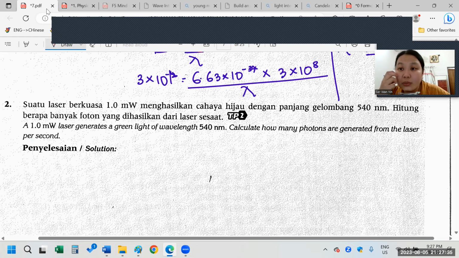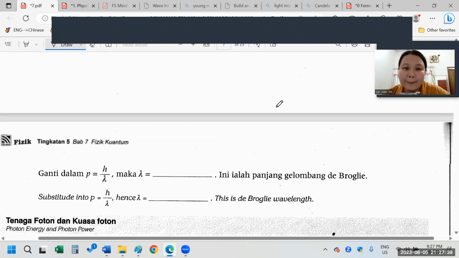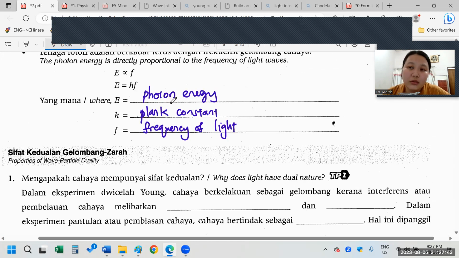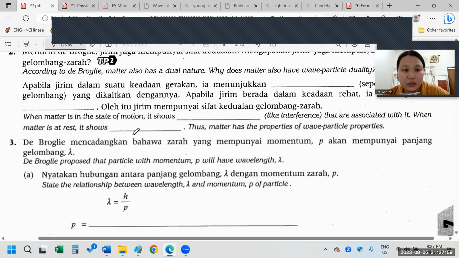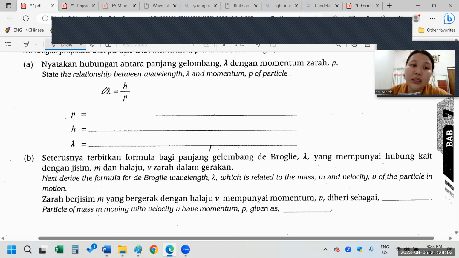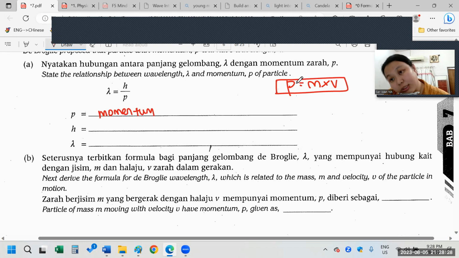This one we continue next week. This is called photon energy, but because light has wave-particle duality, it can be a wave and it can be particles. When it is particles, we can count like this: lambda equals h over p. What is p? P is the momentum of particles. Remember last year? P equals mass times velocity. Since light could be a particle, we can count its momentum.